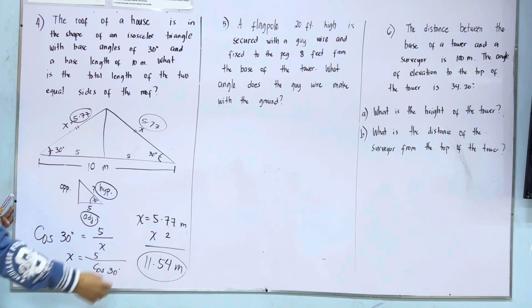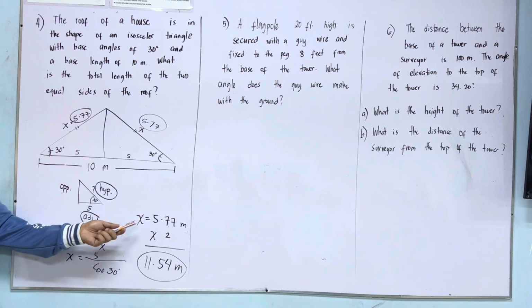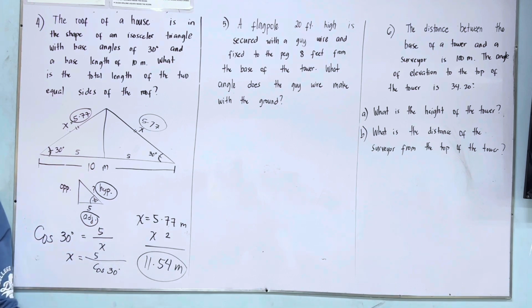Tapos, ayan, 11.54. Pag tama lahat, 10 points. Pag kulang, mali, 5. Anong mali mo? Hindi niya na-equal yung dalawa, sir. Hanggang dito ka lang? Opo. Sir, paano po ganyan? Pag ganun na agad, 11 points.